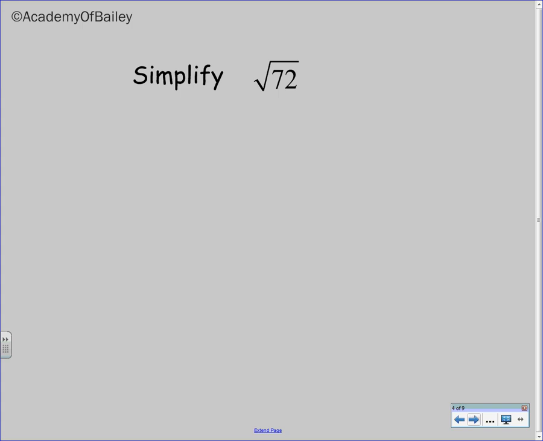Alrighty, 72. Try to figure out which perfect square goes into 72 and see if you can split it up. We could go 36 times 2, which is a good one. 36 times 2.